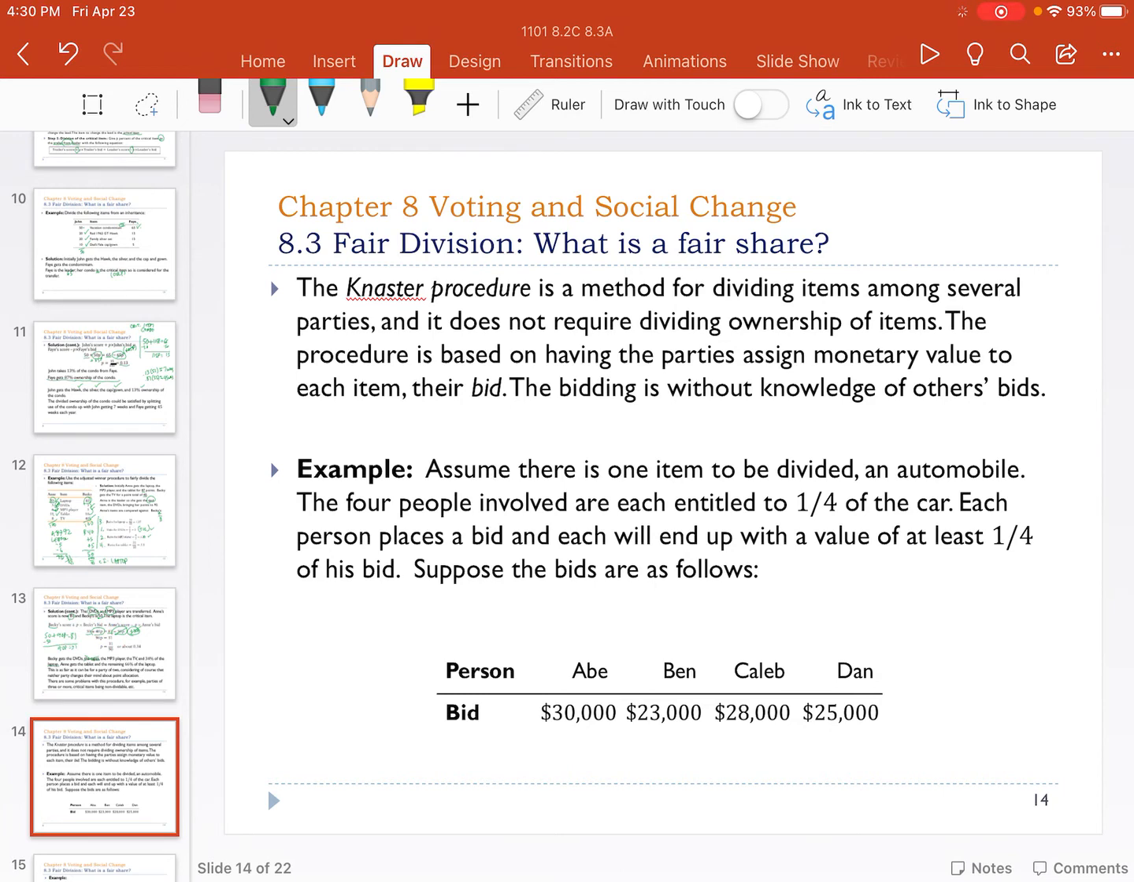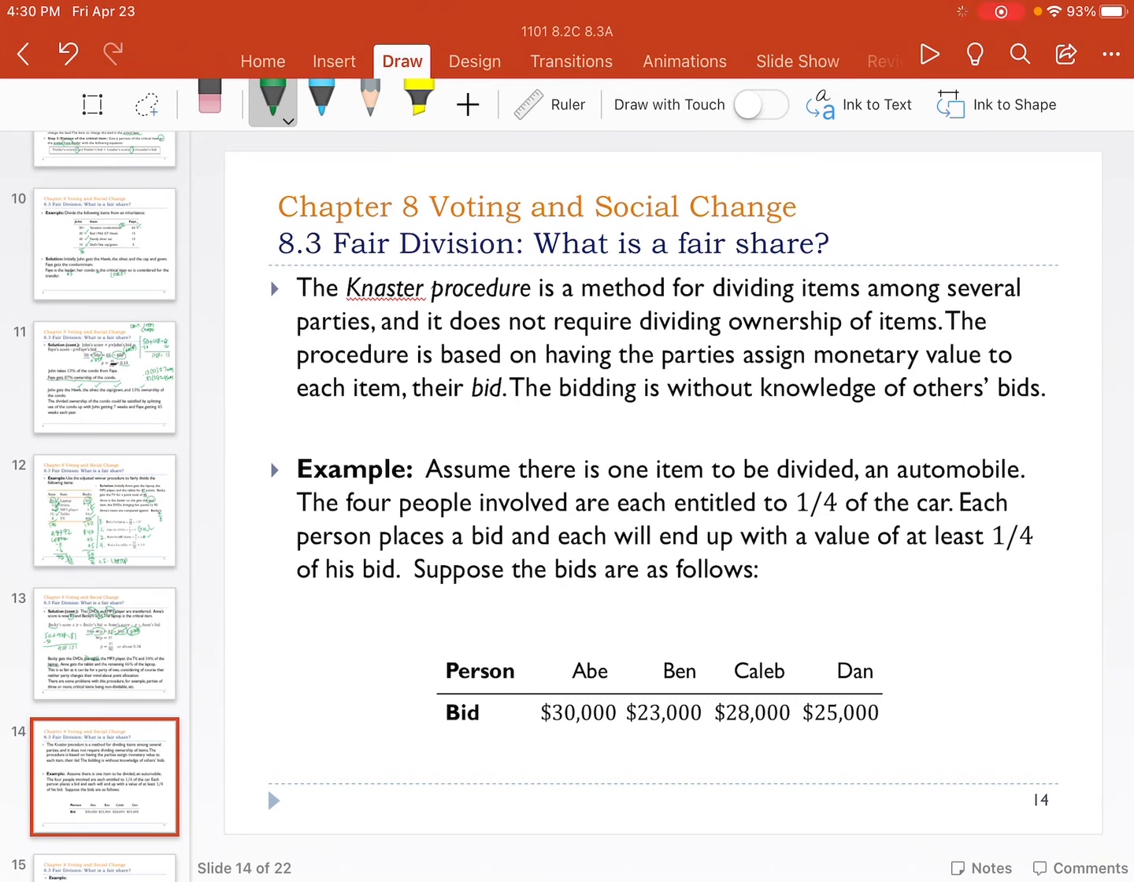Here we have the Knaster procedure. It's a method for dividing items amongst several parties, and it does not require dividing ownership of items. The procedure is based on having the parties assign monetary value to each item, their bid, kind of like we did with the points. But the bidding is done in secret without any knowledge of any other's bids. Kind of like before. It isn't like we give away what we put points on.